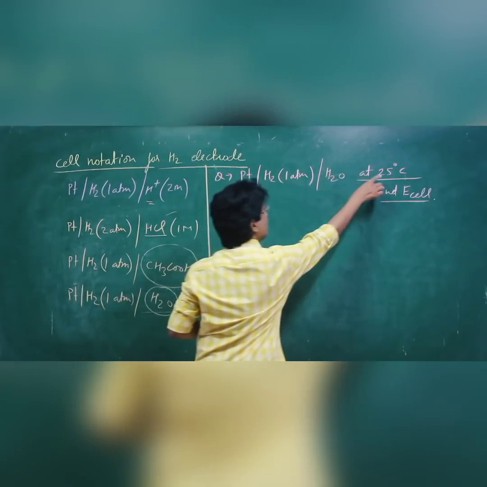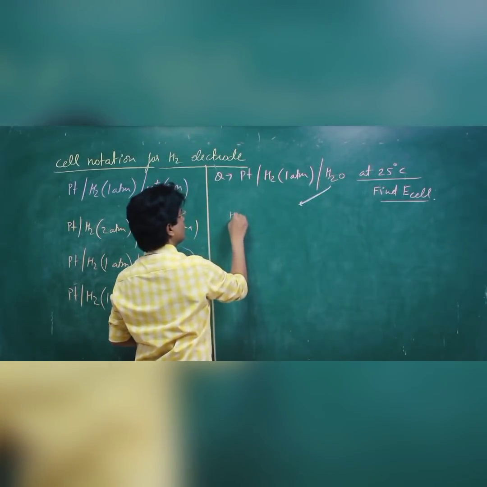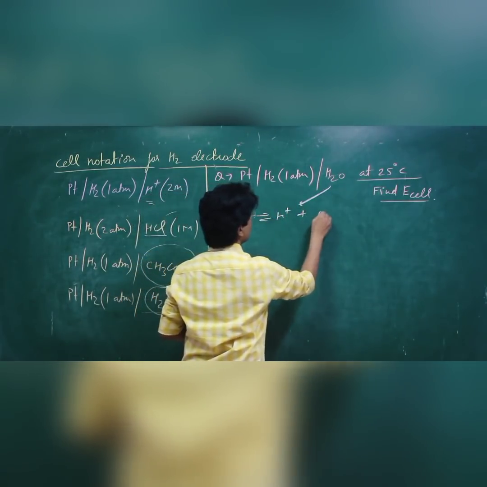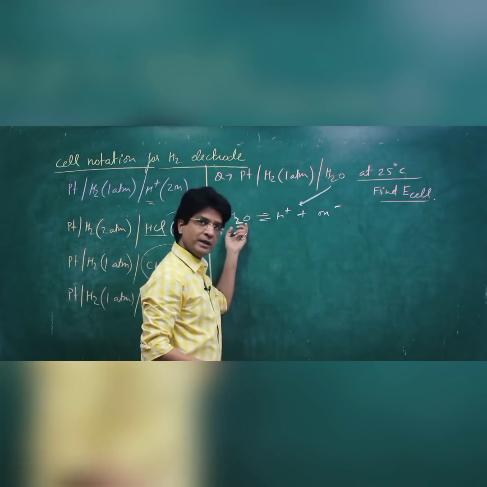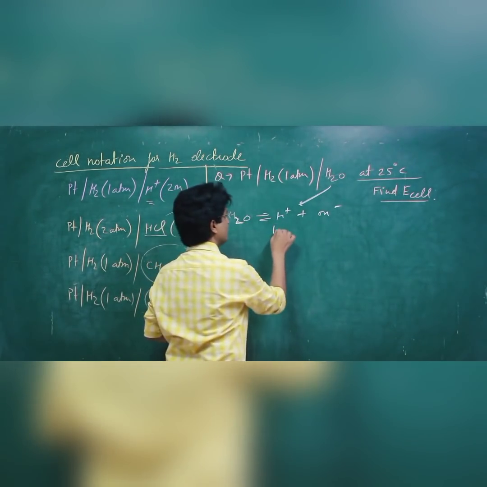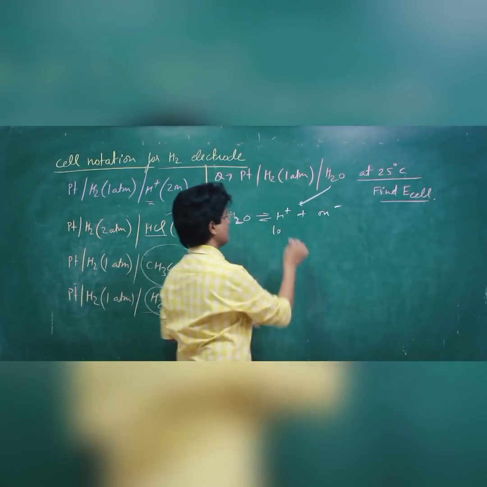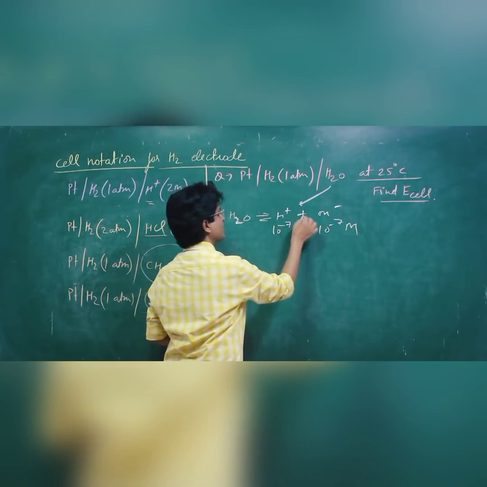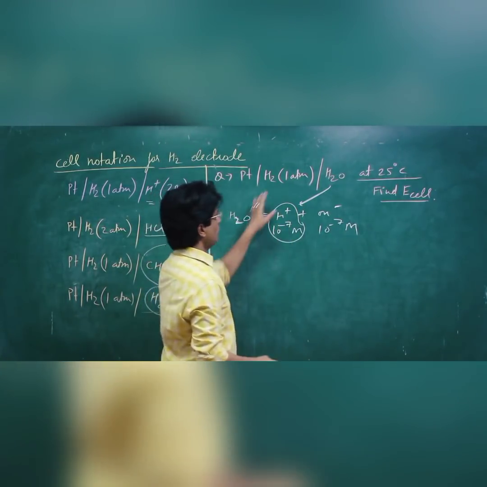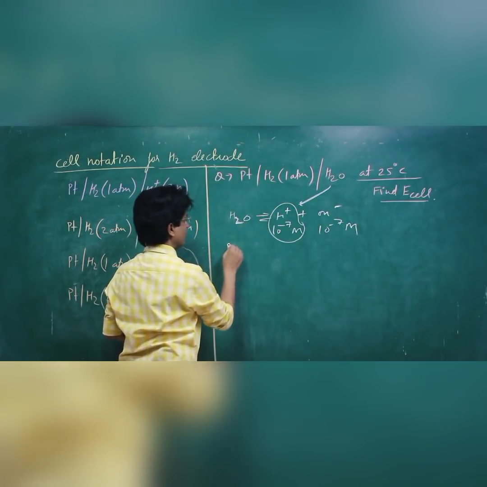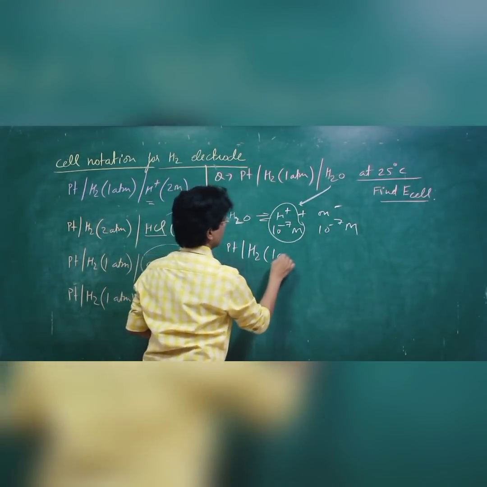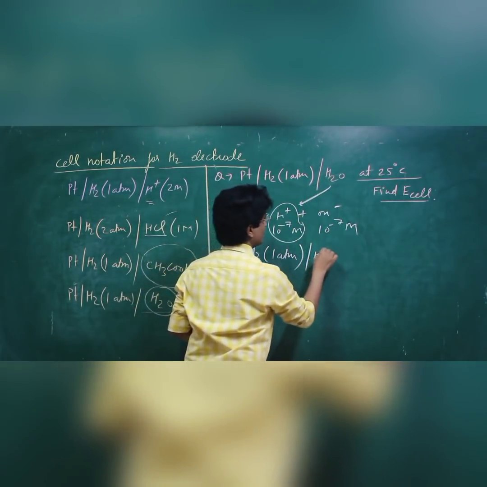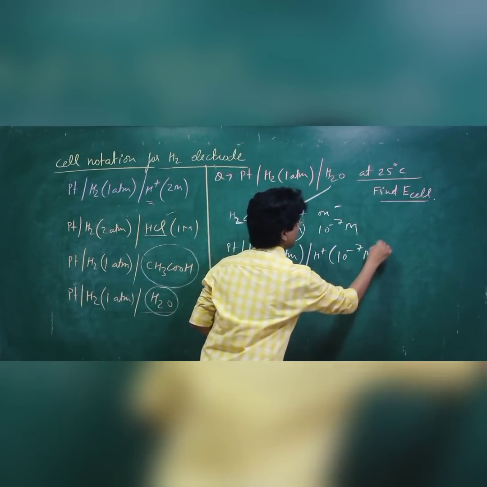Now, I know that at 25 degrees Celsius, H2O will give me H ions as well as OH ions. Water, though a weak electrolyte, will give me H ions and OH ions, and their concentration at 25 degrees Celsius is 10 to power minus 7 molar. I am interested in H ion concentration. So now my cell becomes platinum, hydrogen given at 1 atm, and H2O is nothing but source of H ion, and the H ion concentration is actually 10 to power minus 7 molar.